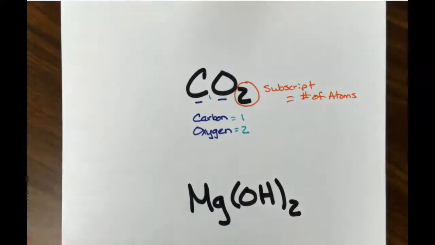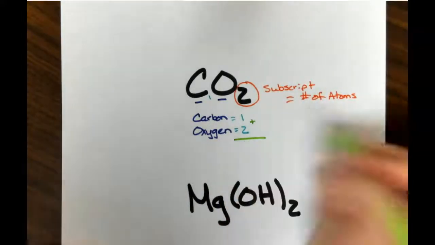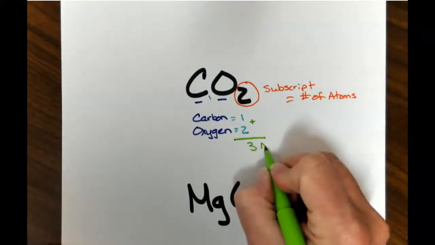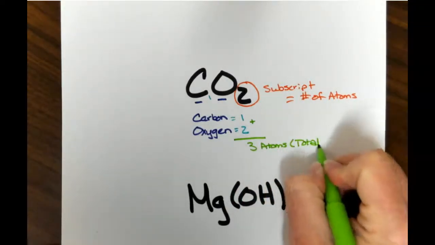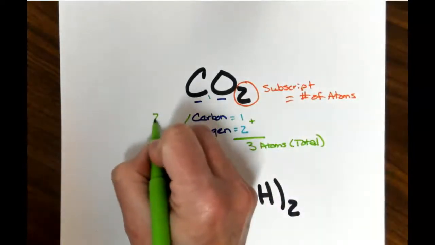Now, the last thing that you're asked to do is total the number of atoms. So I just need to add my atoms together. In this case, 1 plus 2, I have 3 total atoms. I have a total of 2 elements.